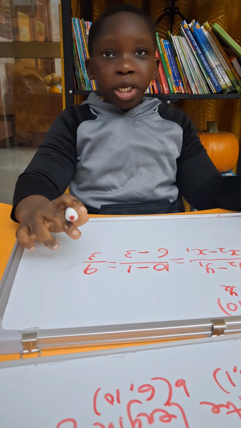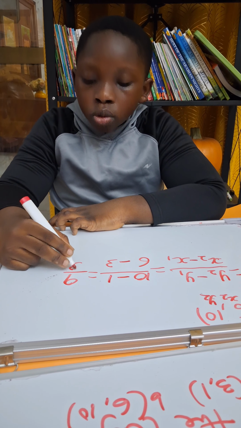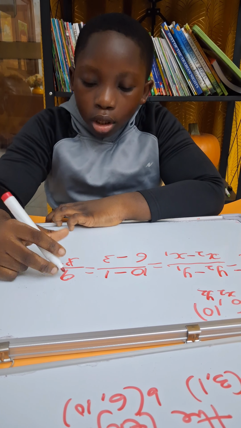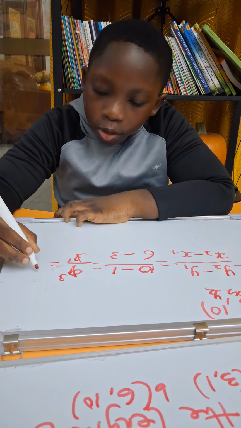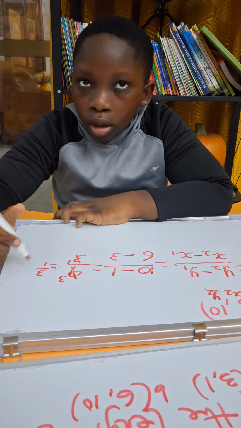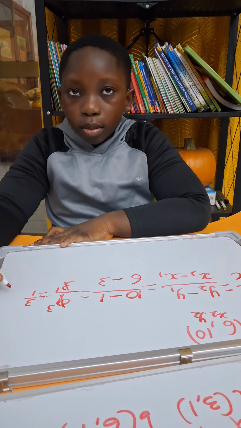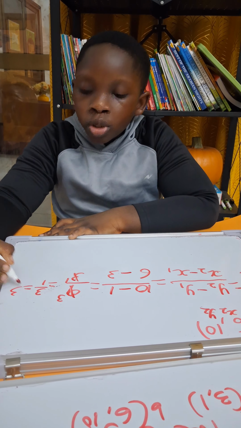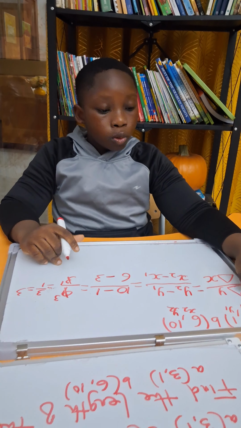For this, we can break it down. So 3 goes into 3 once, and 3 goes into 9 three times. This leaves us with 3 over 1. And if there's any number over 1, it's that number. Which means that this is 3. And that's how to find the gradient with 2 coordinates.